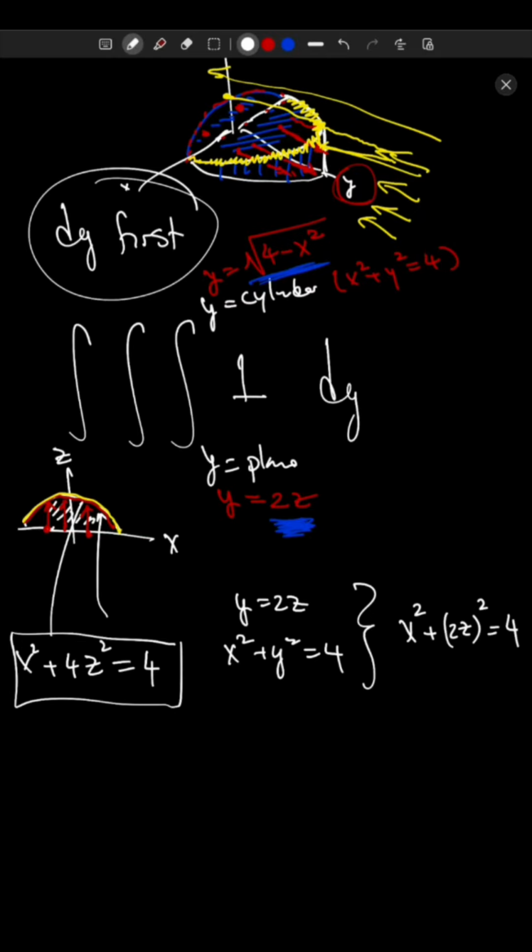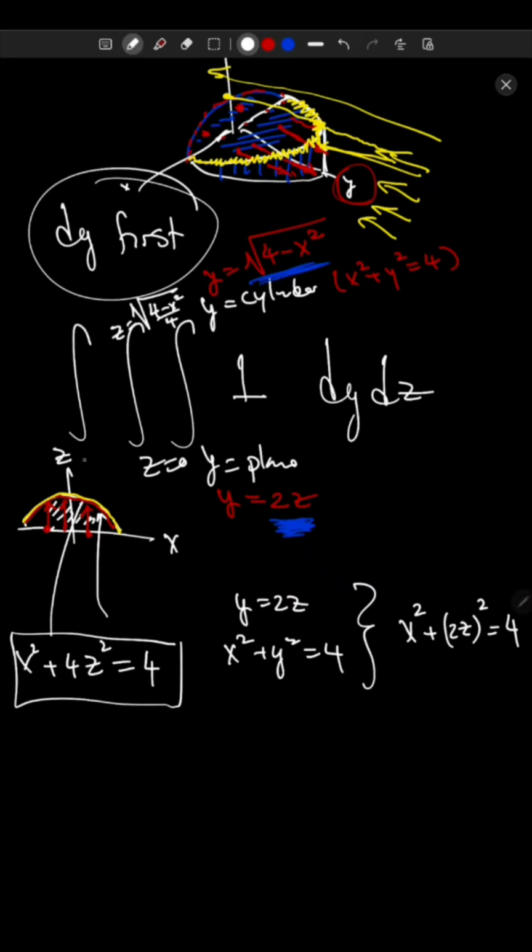That means that if we want to integrate with respect to dz first, then we're going to be doing z equals the ground to z equals the curve. So the curve is going to be the square root of (4 minus x squared) over 4, the positive square root, because we're only considering positive z's in this picture.